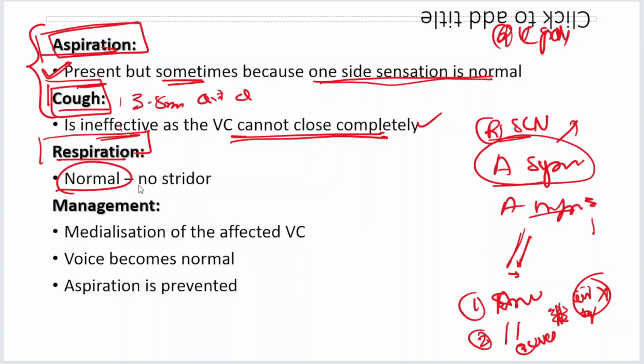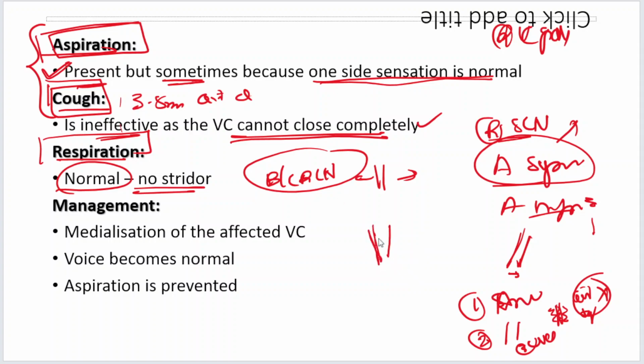Respiration is normal, no stridor. Stridor is present only in bilateral recurrent laryngeal nerve palsy where both the vocal cords are in the midline and cannot move away. Other than that, no other vocal cord palsy will have stridor as one of its chief complaints or presenting features. Okay, so there is no stridor. Why? Because the vocal cord is already away from the midline. Suppose this is the midline, and this is already away from the midline. There is enough space for the patient to breathe, so the patient will not have any stridor.